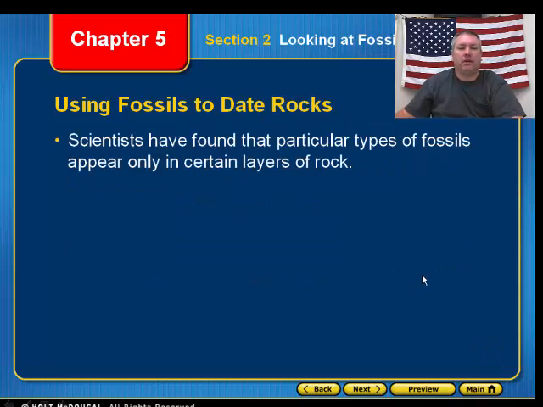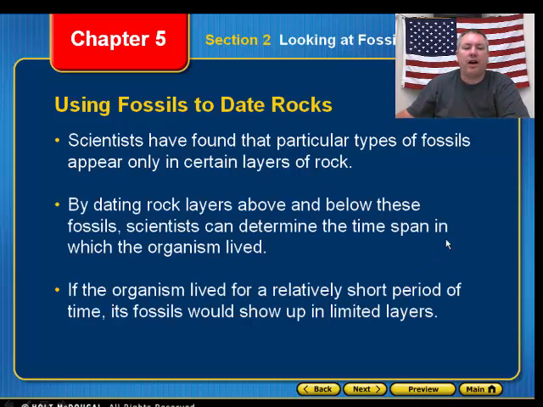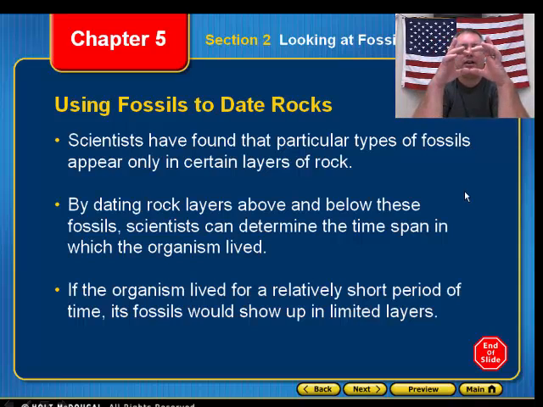All right. Now, also, we use those fossils to help us date rocks. And here's what we do. We find fossils in certain rock layers all over the world. If we find the same fossil in the same rock layer all over the world, that tells us that rock layer is the same rock layer consistently throughout the world. And since we're able to find organisms that lived in a relatively short period of time, in a very limited number of layers, we can help determine the age of those fossils or the age of those rock layers based off of those fossils.